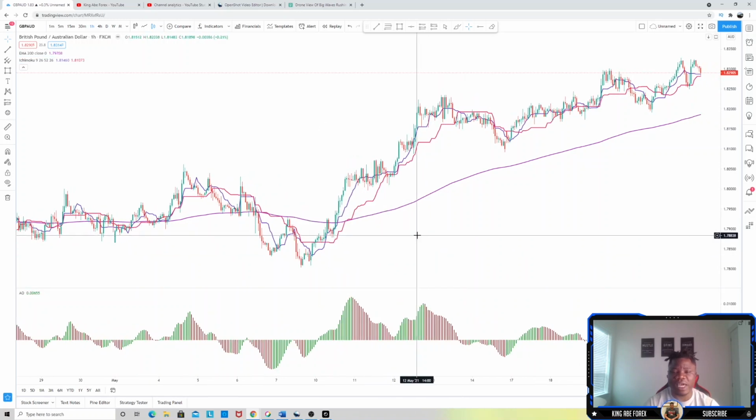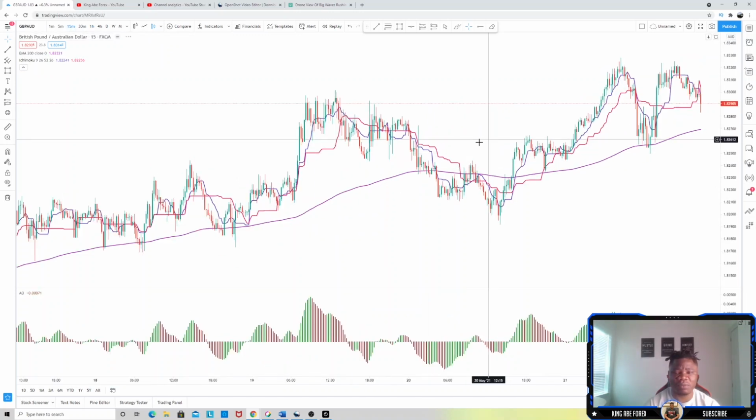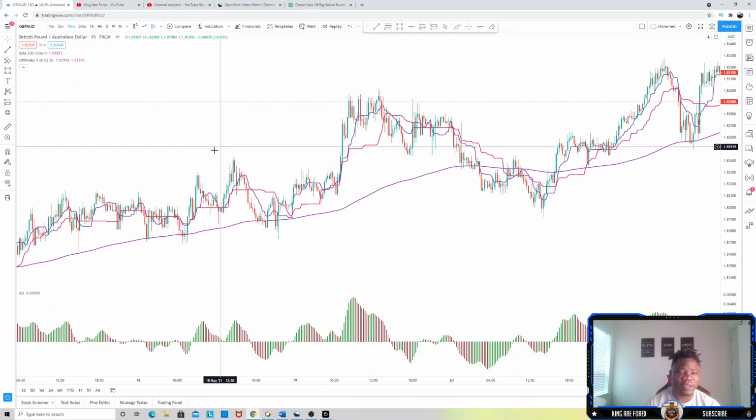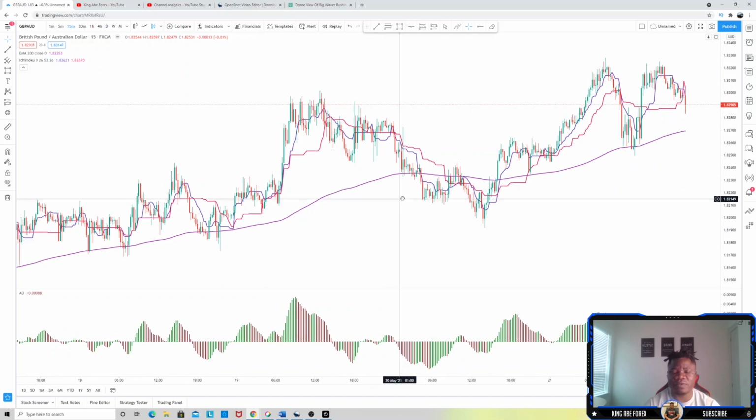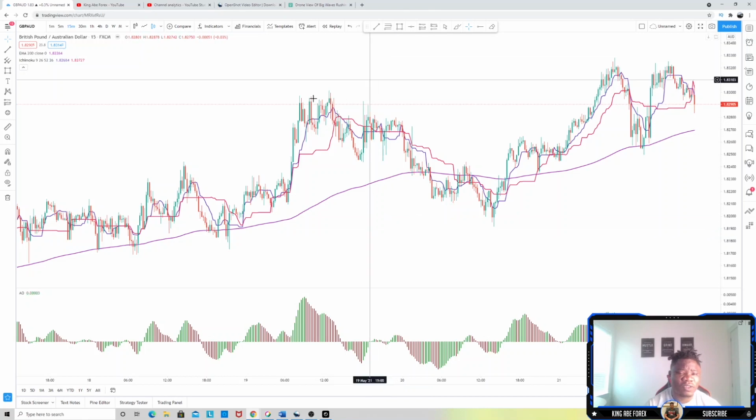Now that we have everything on our chart, to use this strategy, we're going to be using it on the 15-minute time frame, because if you ask me, that's my favorite time frame to scalp. Some people prefer the 5-minute or the 1-minute time frame, or the 30-minute time frame, but I actually prefer the 15-minute time frame.